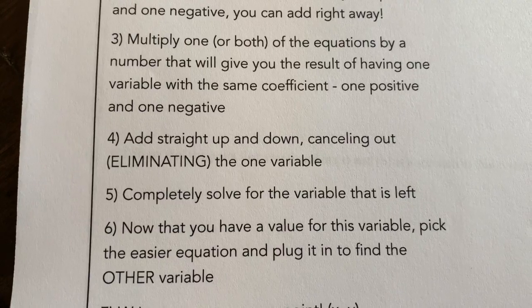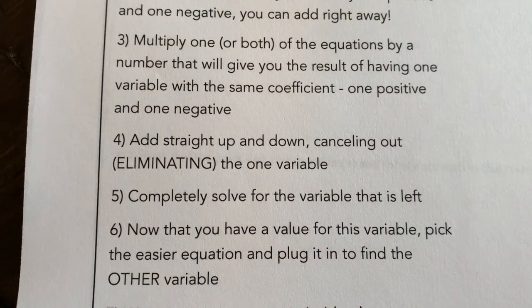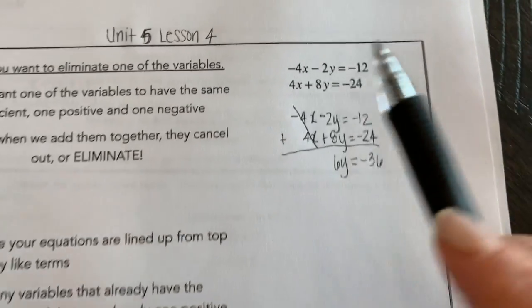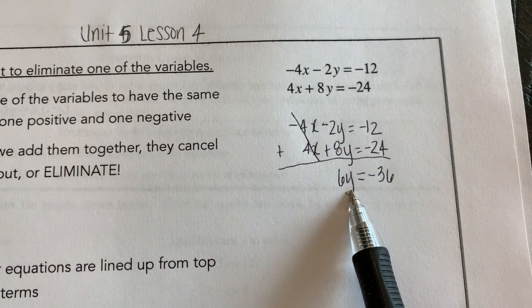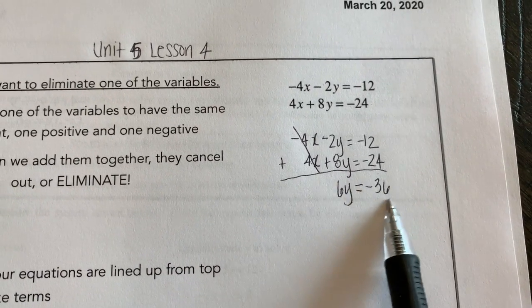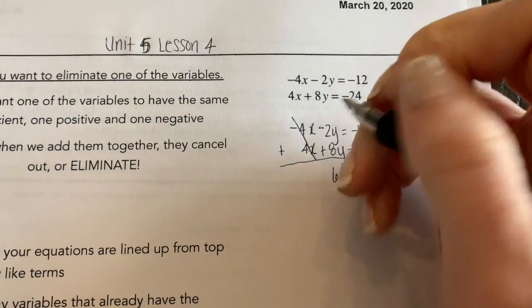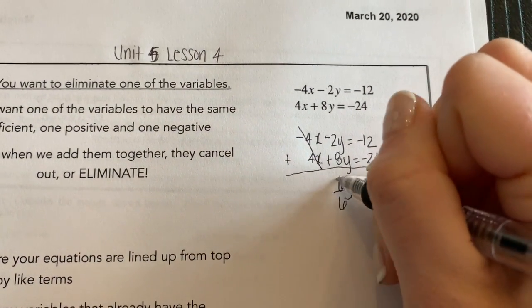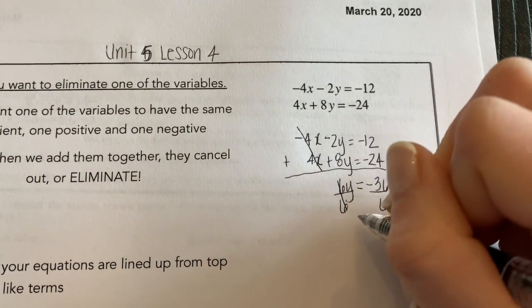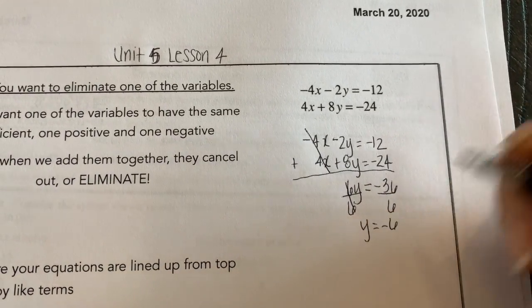Our next step is to completely solve for the variable that's left. So that means I have the y left over. Now I only have a nice one-step equation. I can solve this easily. So I'm going to divide both sides by 6, and I'm finding that y is equal to negative 6.